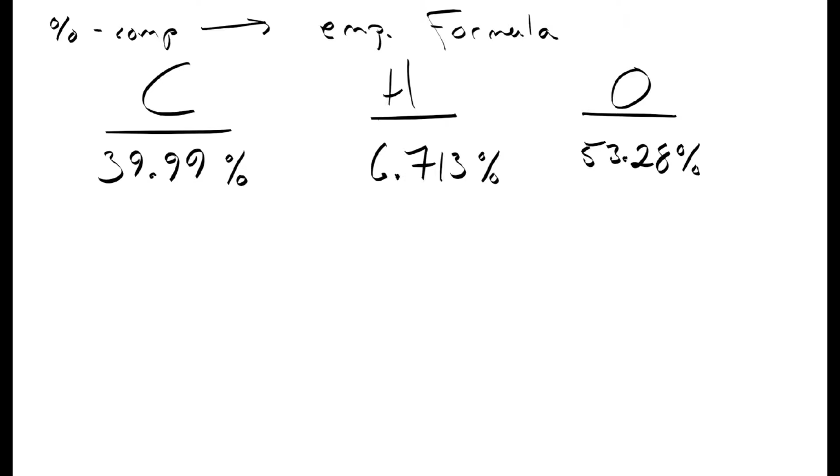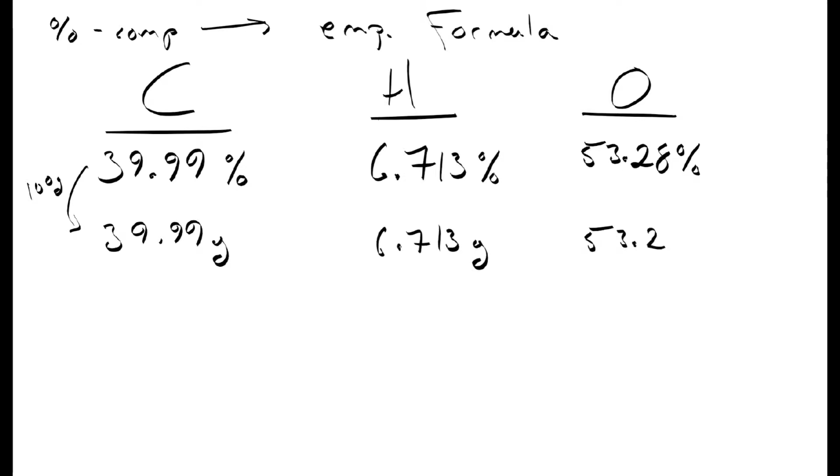Now, the first thing you do is turn it into grams by saying, okay, if we had 100 grams, how much would we have of each one? And that's really, really easy. 39.99% of 100 is 39.99 grams. 6.713 grams, 53.28 grams. Easiest math you'll ever do. Slightly harder is you have to convert it to moles, which means you have to divide by the molar mass, or the atomic mass, because we're looking at elements.